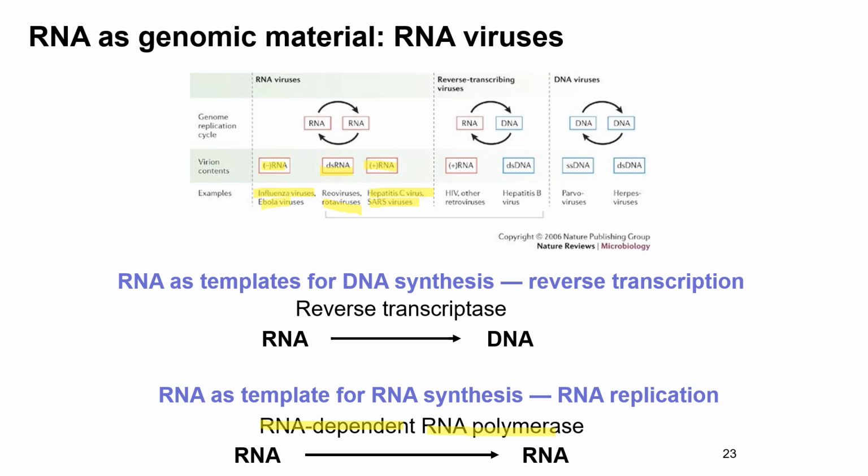Another class of RNA virus, the reverse transcribing viruses, go through a reverse transcription step where the enzyme reverse transcriptase is used to convert the RNA genome into DNA, which can then be stably integrated into the host cell genome, where it gets transcribed and translated to produce virus proteins and particles.